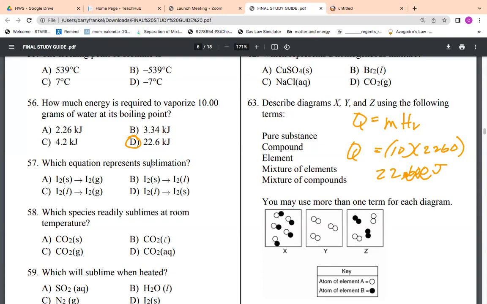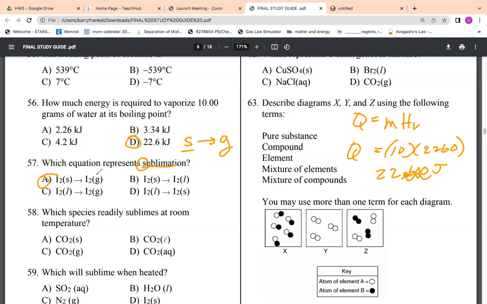57, which equation represents sublimation? Sublimation is one of the phase changes that completely skips over the liquid phase. And again, remember my trick? Sublimation, so you start with S. You start from solid and then you go directly to gas. So we just have to look for the equation that shows this change, and that would be choice A.